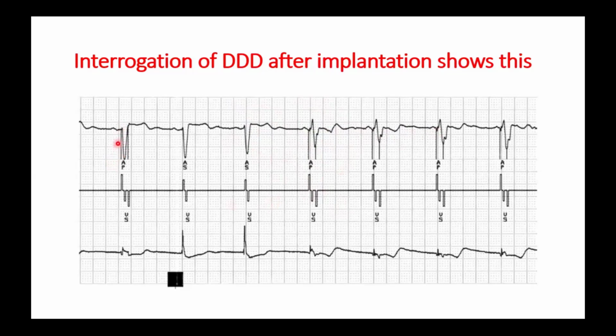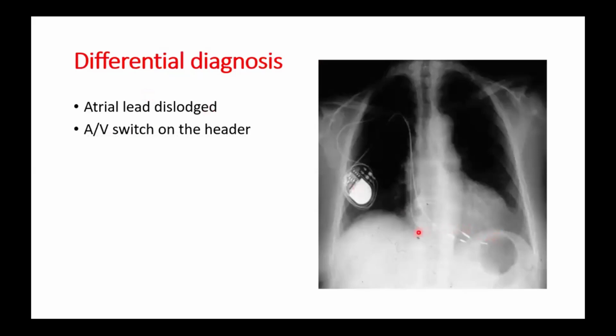And here is a pseudo-fusion beat. The pacing spike is before the QRS complex, however there is no change in the QRS morphology. Here is the X-ray. Actually, you can appreciate that the atrial lead is displaced with the ventricular lead. A differential diagnosis that should be kept in mind, especially if the patient has just had the pacemaker implanted, is the AV lead switch.